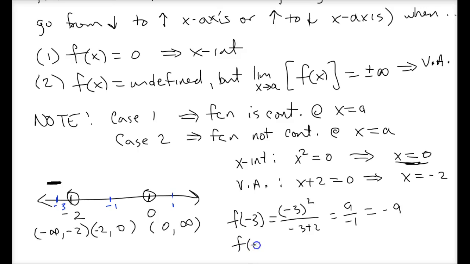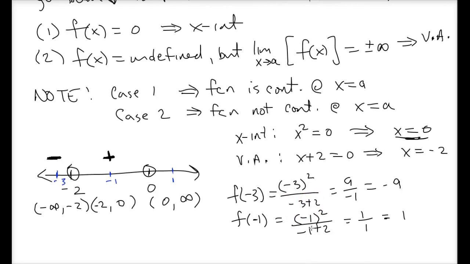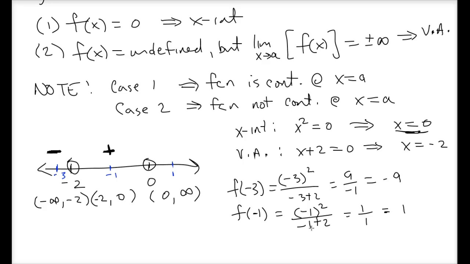When f is negative 1, that's negative 1 squared divided by negative 1 plus 2, which will give us 1 divided by 1, which is 1. So that's positive. This is telling us that the graph is above the x-axis, so we do want that in our interval. So we know that the interval from negative 2 to 0, strictly in between, is going to be at least one of the answers.